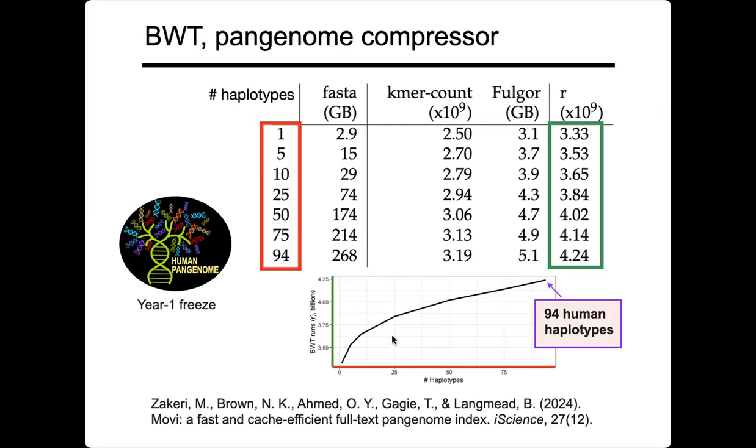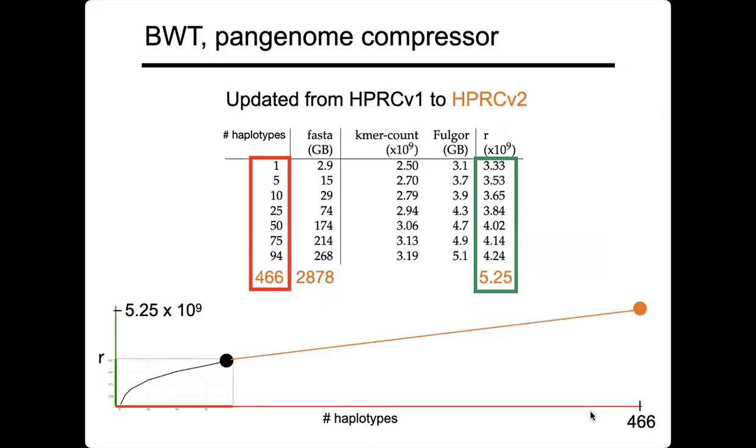And this is release 1 of HPRC. You might wonder, well, what about those 466? Well, we can do this with those too. And the final r that we end up with is 5.25, right? So we started all the way up here at 3.33. So when we multiply the number of genomes by almost 500, we multiply r by what? 1.6 or something like that.